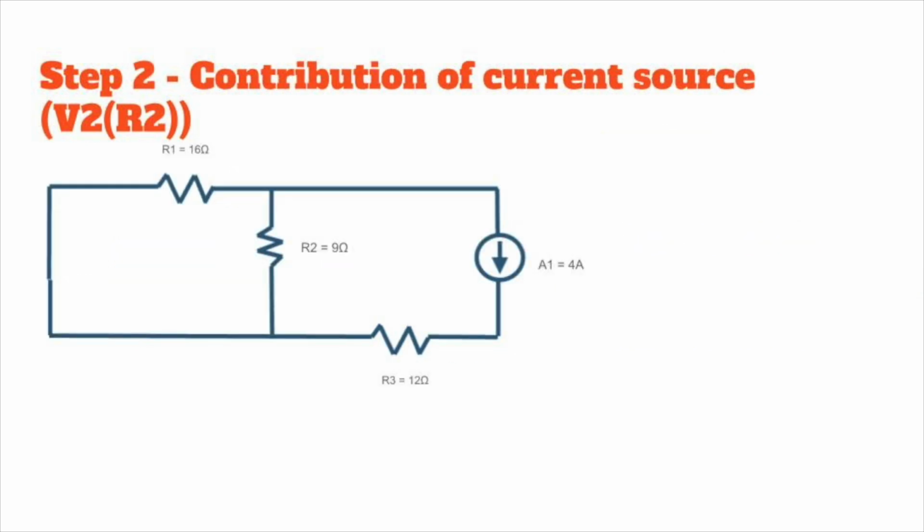For part 2 of this process, we find the contribution of the current source by adding it back to the circuit and removing the voltage source. Let I of R2 from A1 be equal to the current of R2 from A1, which can be found by using the current divider rule, where A1 times R1 over R1 plus R2 gives us 2.56 amps across R2.